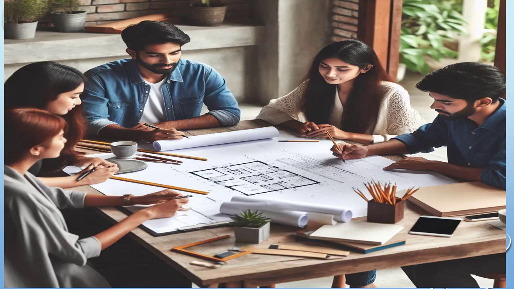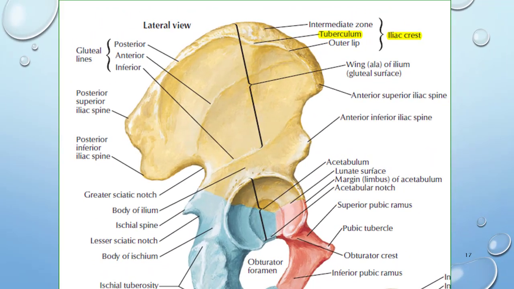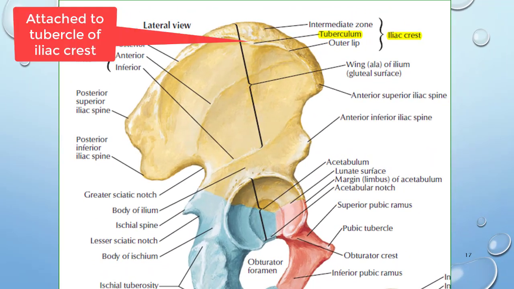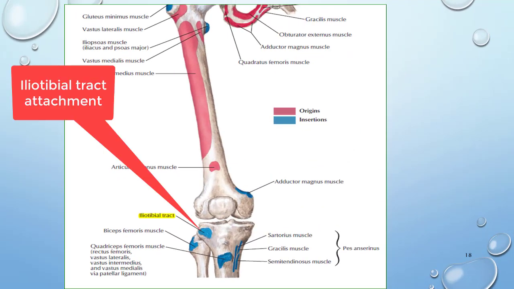Its one modification is the iliotibial tract. On the lateral surface of the thigh, the fascia lata becomes thick and forms a strong wide band that we name the iliotibial tract or iliotibial band. As the name indicates, the iliotibial tract goes from the iliac crest to the lateral tibial condyle. It is attached above to the tubercle of the iliac crest, and below it is attached to the lateral condyle of the tibia.